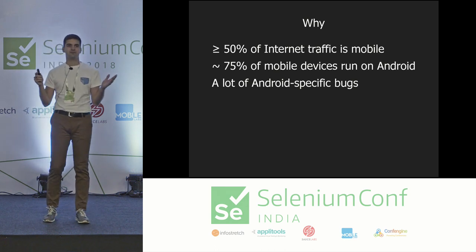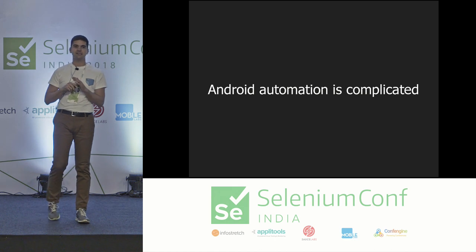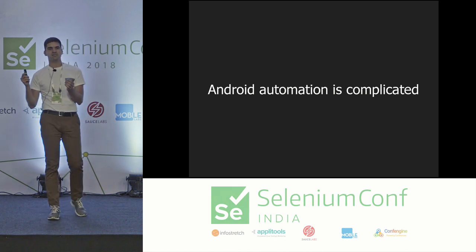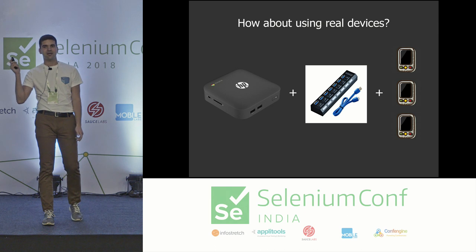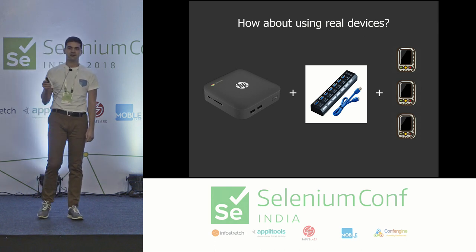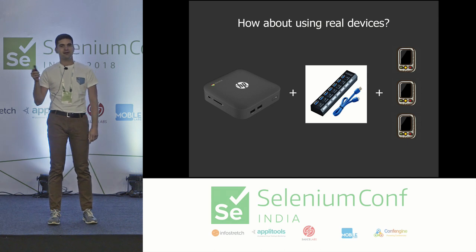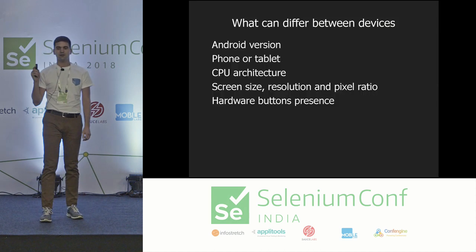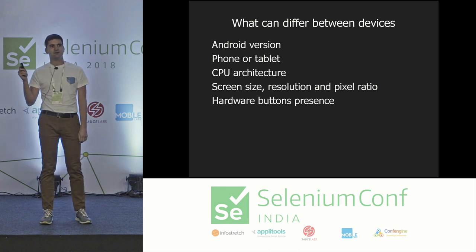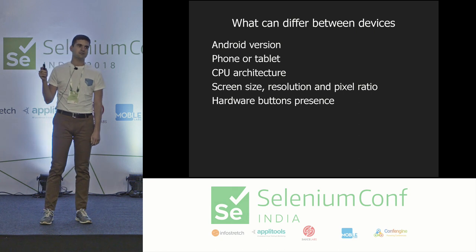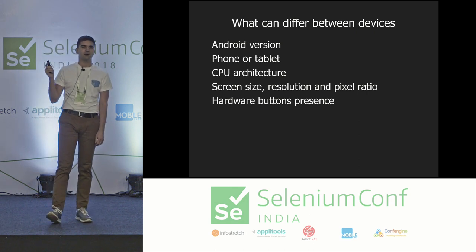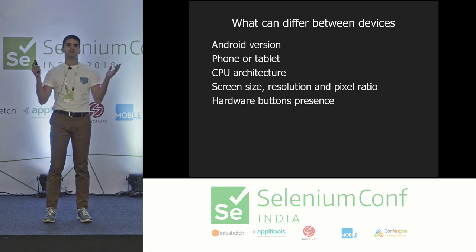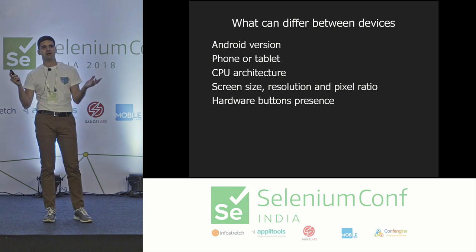Having said that, I have bad news for you. Android automation is complicated. You may disagree, it should be simple. We take a computer, add a USB hub with multiple ports, and connect a respective number of desired device models. As usual, the devil is in the detail. First of all, there are a lot of Android device models with different Android versions, phones and tablets, x86 and ARM, with different screen size, resolution, and pixel ratio, having hardware buttons and without them. This gives you a lot of combinations to cover by purchasing more and more devices, which is expensive.